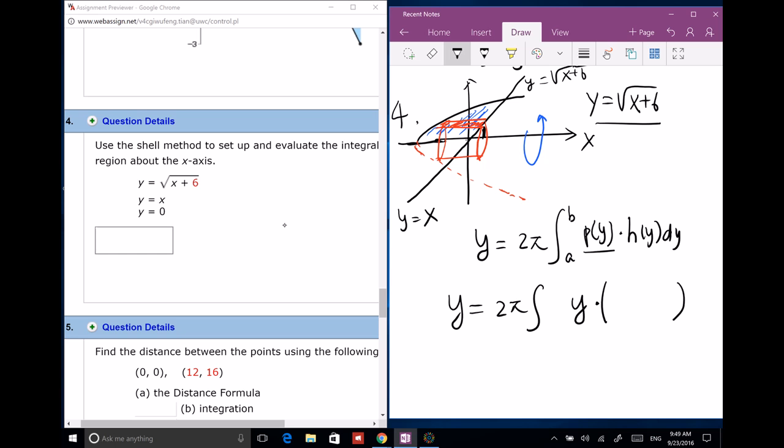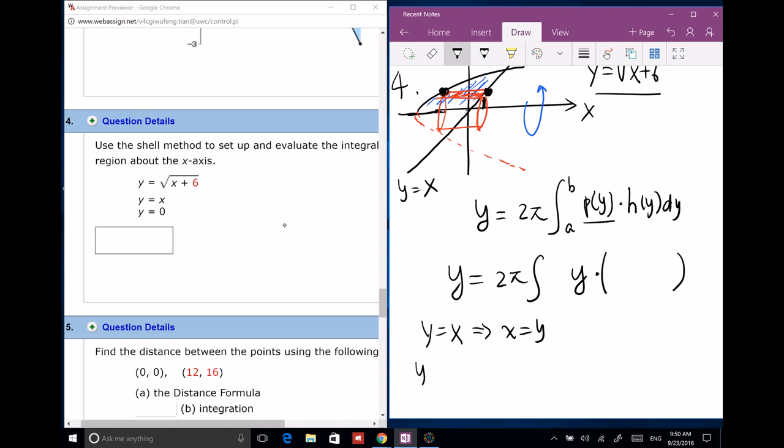Well, we know it's going to be the difference between these two x coordinates. Which one is on the right side? This one has a point here, there's another point here, and it's horizontal, so it's the difference of the x coordinates. For this one, on the right hand side, because we have y equals x, you get x equals y. The other one, since you have y equals square root of x plus 6, you get x equals y squared minus 6.